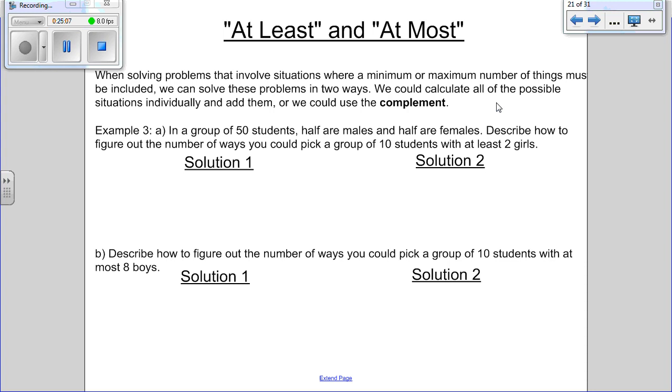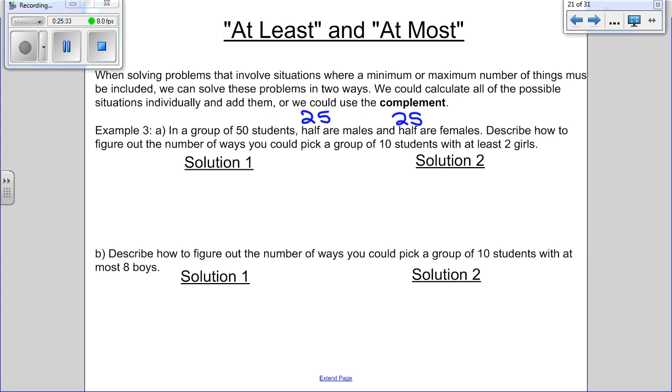Example 3. In a group of 50 students, so the number's going to get bigger, half are males, half are females. That's good to know. So it's 25 males, 25 females. Describe how to figure out the number of ways you could pick a group of 10 students with at least 2 girls.